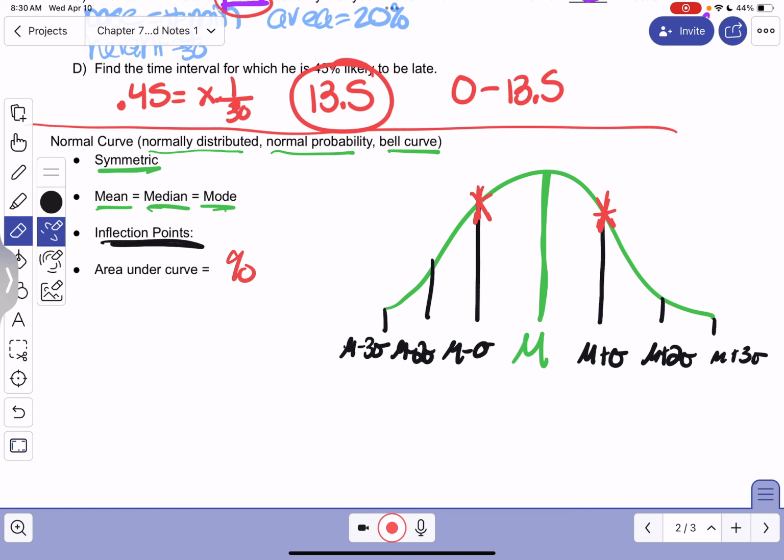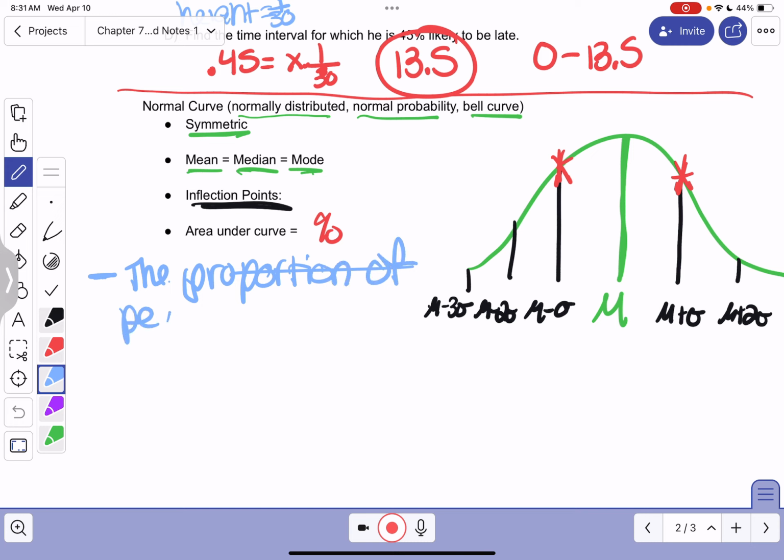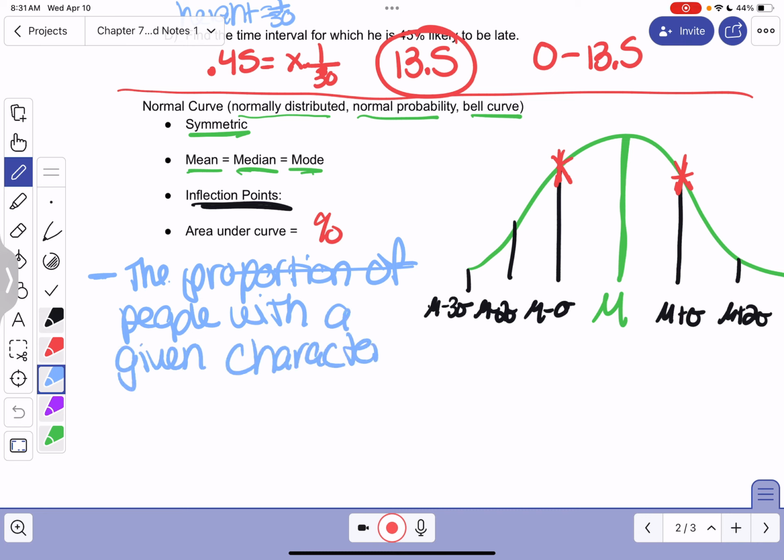And there's always 2 ways to interpret. So you're going to be asked, interpret this area in 2 ways. So one way is to interpret it as a proportion. The proportion of people with a given characteristic is, and then you'd write the proportion, period.